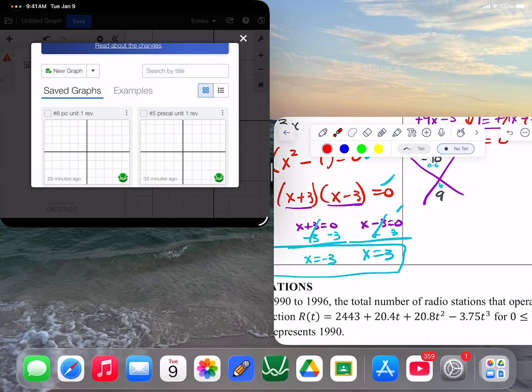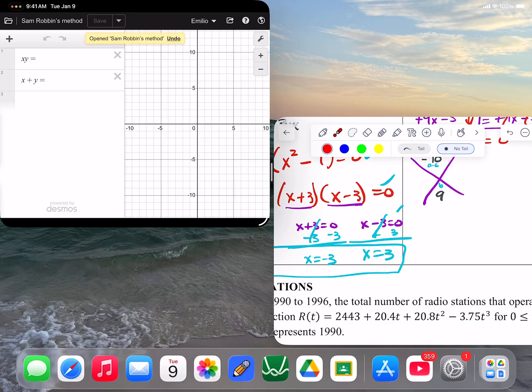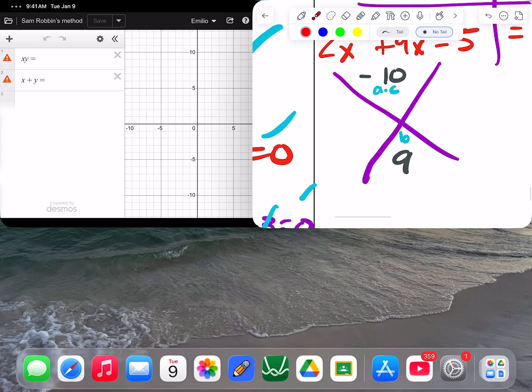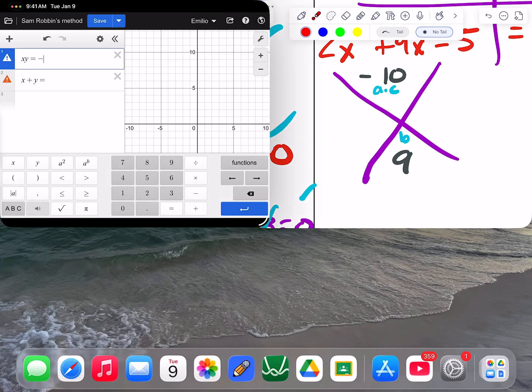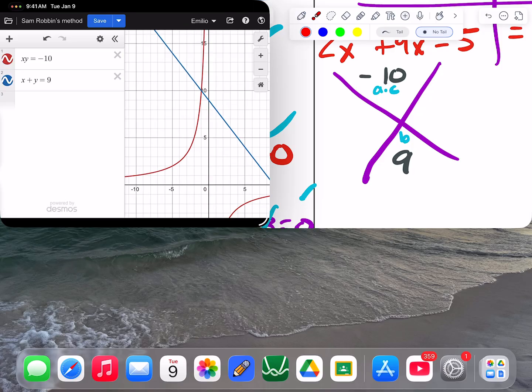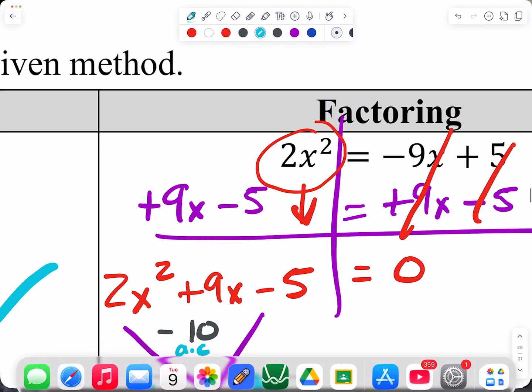I already have it saved. I have it called the Sam Robbins method. So what you do is you're going to type in x times y equals, and then whatever number you have on top of the diamond, you're going to type that into Desmos. So you're going to put a negative 10 right there. And then x plus y, you put the bottom number of the diamond. So this will help you whenever you're stuck. You're like, man, I can't find these numbers. What you're going to do is click where these two graphs intersect. So I'm going to click right there. You see that it's negative 1 and 10. So we come over here, negative 1 and 10. Boom. Your diamond is complete. So use that when you get stuck, right? It's a nice little trick.